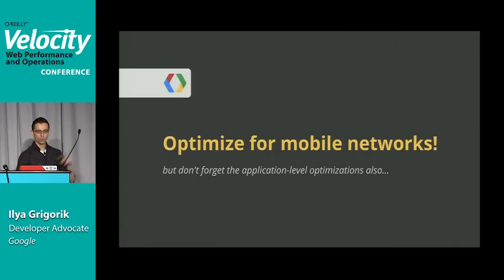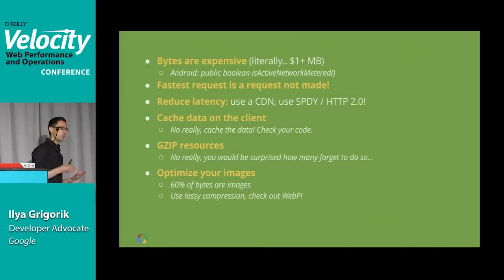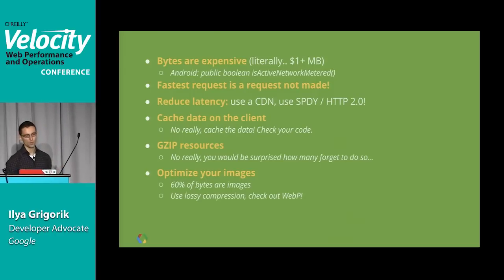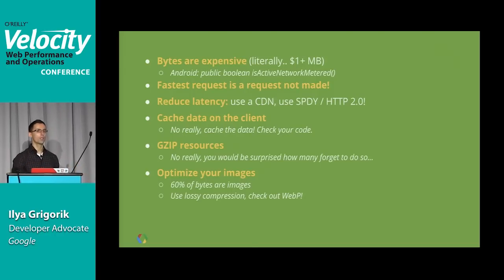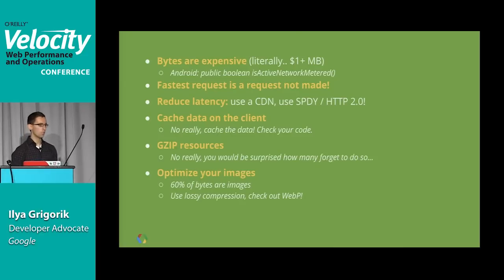I do want to come all the way around and just highlight the fact that obviously application optimizations matter quite a bit. We talked about the lower levels and how you can optimize for this kind of thing, but there are many things that you can do that are just as important, if not even more important sometimes, which is that bytes are expensive, literally for a lot of mobile users, right? If you've ever roamed, then you know that 1 megabyte can cost you $1 or more when you're roaming, so bytes are expensive. The best request is a request that you don't have to make.